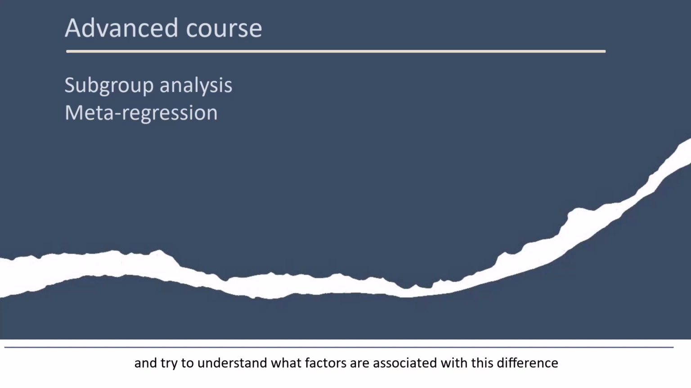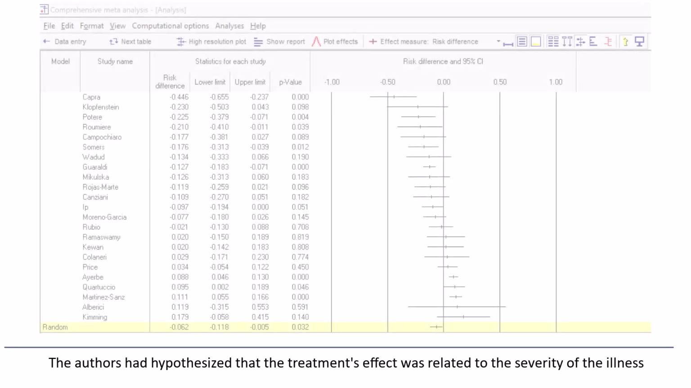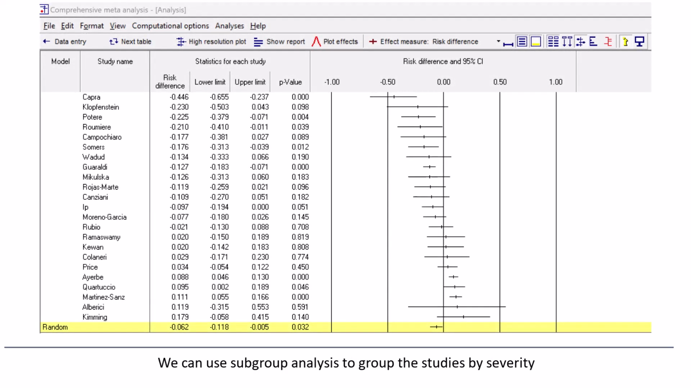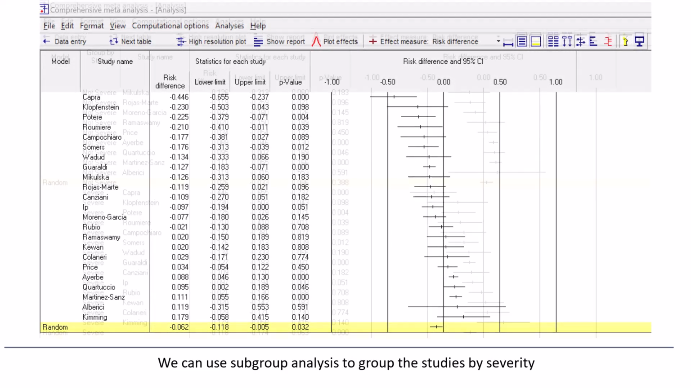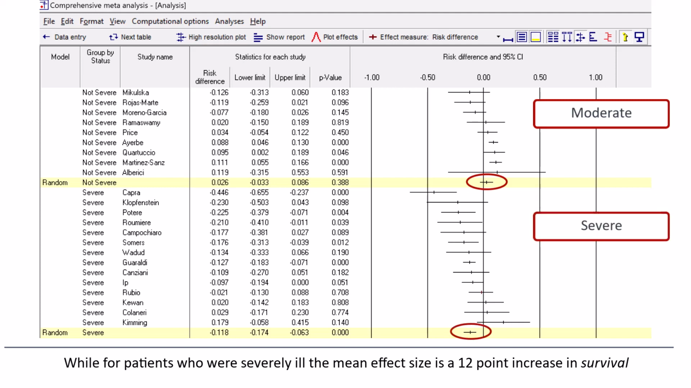The authors had hypothesized that the treatment's effect was related to the severity of the illness. We can use subgroup analysis to group the studies by severity. For patients who were moderately ill, the mean effect size is a 3-point increase in mortality, while for patients who were severely ill, the mean effect size is a 12-point increase in survival.